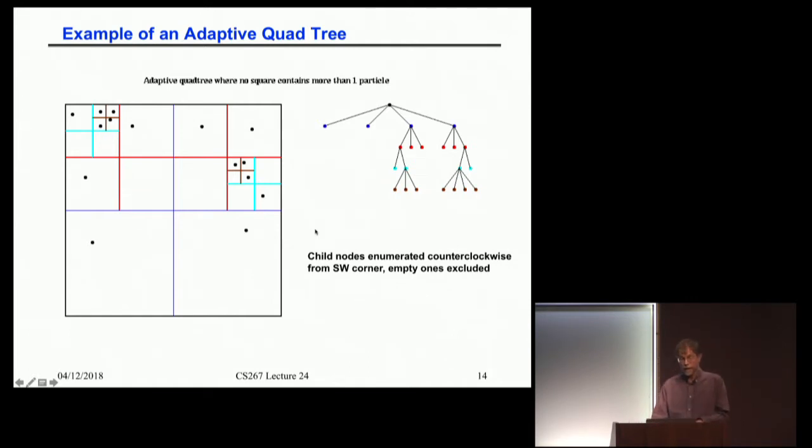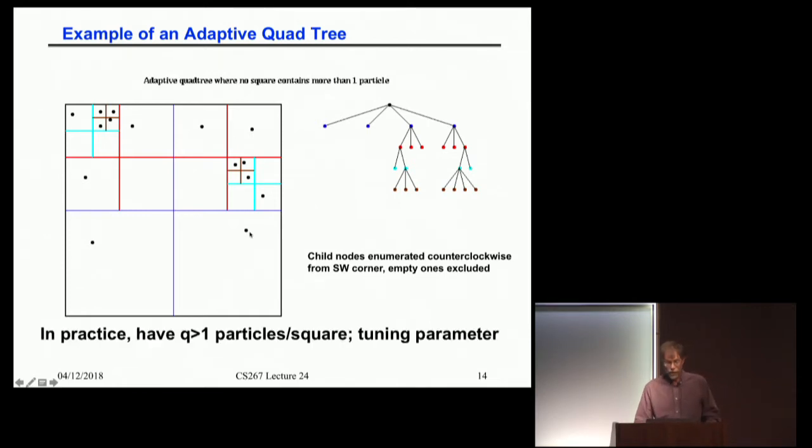Now, in practice, I probably don't want to go all the way down to 1 particle per box. That would be a little bit inefficient. So instead, there's going to be a tuning parameter, which we'll use later to make the algorithms go faster. I'm going to decide to stop dividing this box up when I get to some magic number, lowercase q, of particles inside that box. And so in this case, q is 1, but in general, I have more.